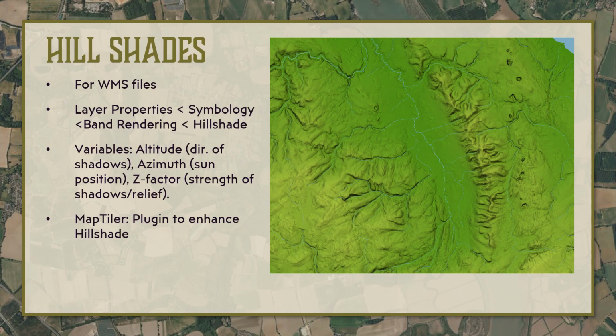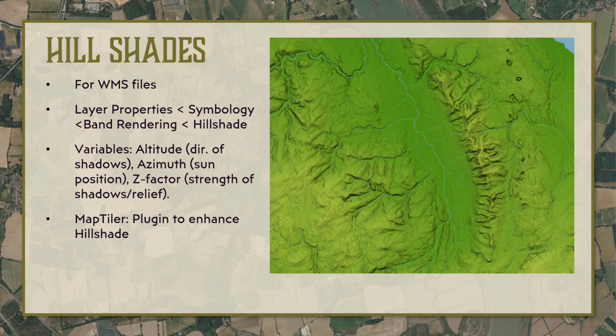If you go to layer properties, symbology, and band rendering, hillshade, the variables include altitude, so that's the direction of the shadows, azimuth, which is basically just where the sun sits in the sky, and the Z factor, which is the strength of shadows and relief. There's a few things you can change about the gamma and the contrast if you want to make the hillshade pop as well. But yeah, that's good in itself.